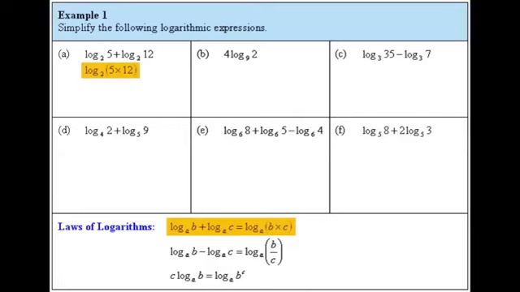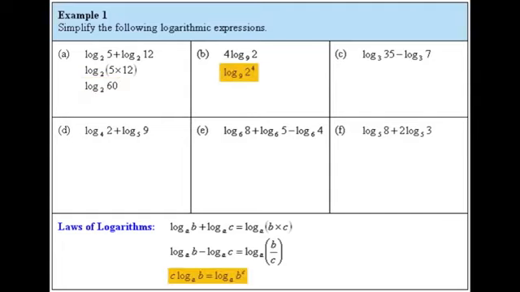So with question A, I have log base 2 of 5 plus log base 2 of 12 being added together. Because these logs have the same base of 2, I can use my first law of logs and multiply the arguments so that I end up with log base 2 of 5 times 12, which can be expressed as log base 2 of 60. This logarithm has been fully simplified.